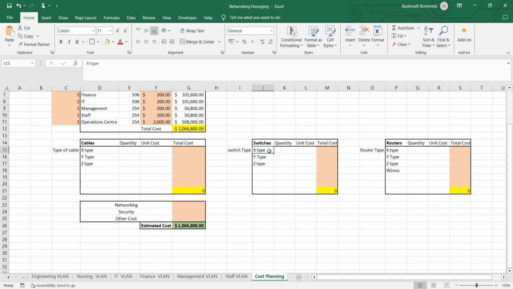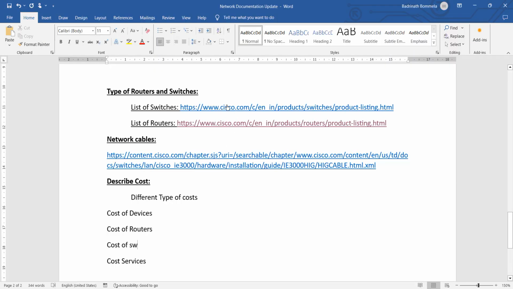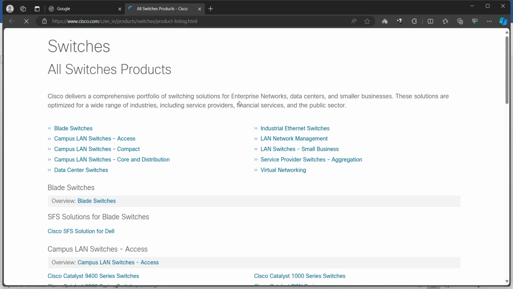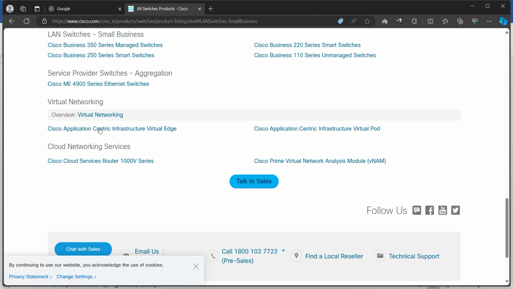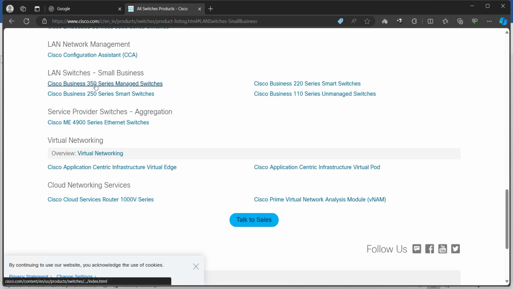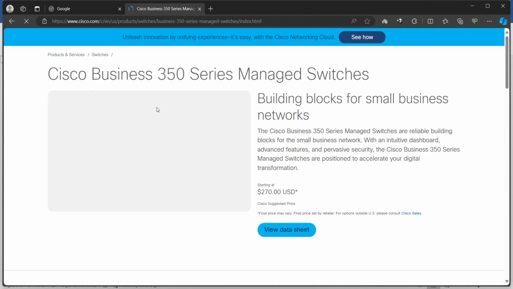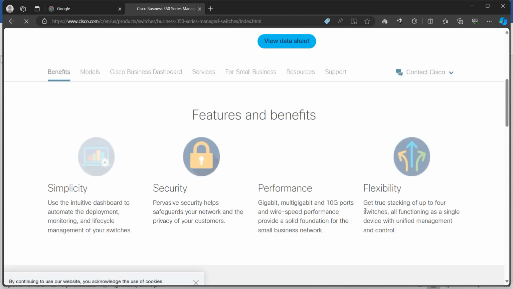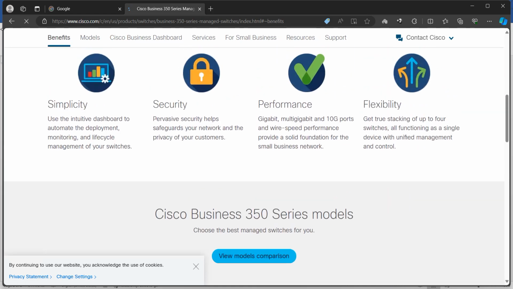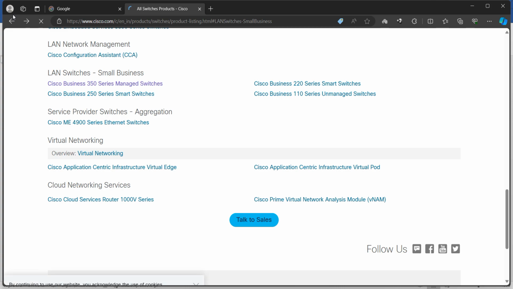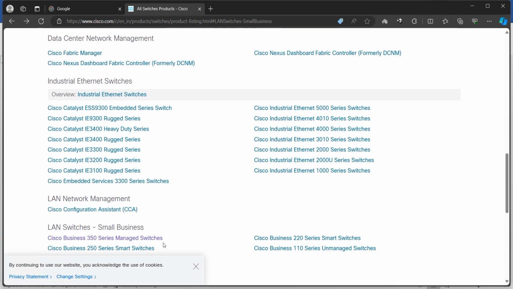So let us start with the network switches. Check here and go to this link. You can find different types of switches: campus LAN switches, blade switches, local LAN switches. When you click on it, it automatically takes you to further details regarding the switch. You select any two to three types of switches among all of these.